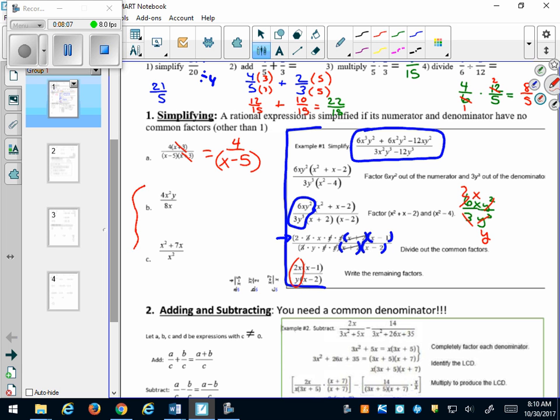Okay, so you guys try B and C. See if you can successfully simplify.